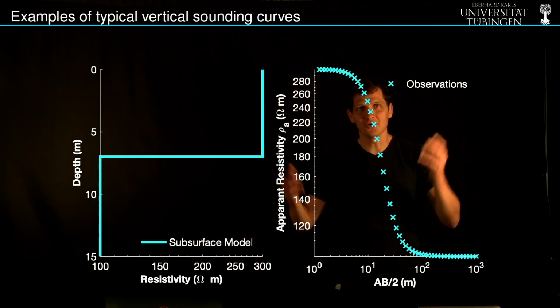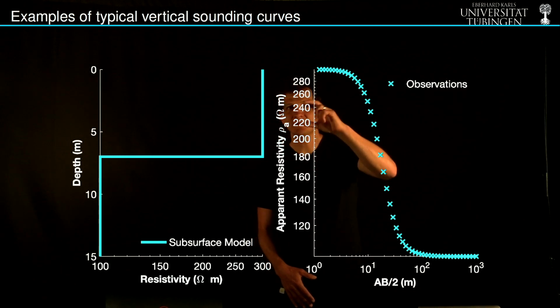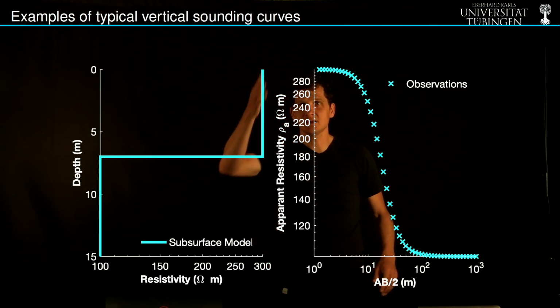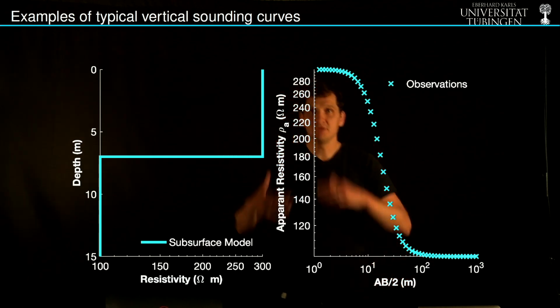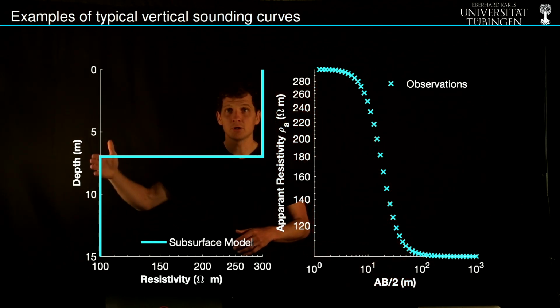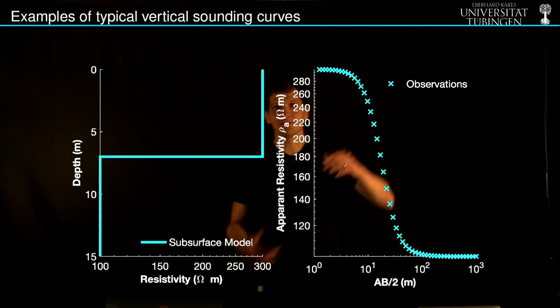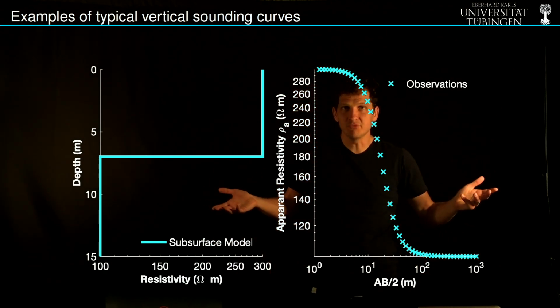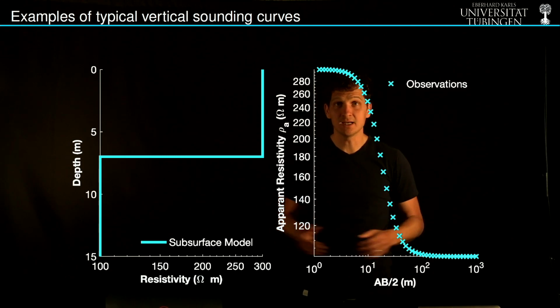Now we kind of turn the whole thing around. We now have a top layer which is, I believe, 7 meters thick. It has 300 ohm meters, and then we have a lower layer which is slightly more conductive. And then we have exactly the same story, but now the sounding curve is essentially inverted. I believe that this is understandable.